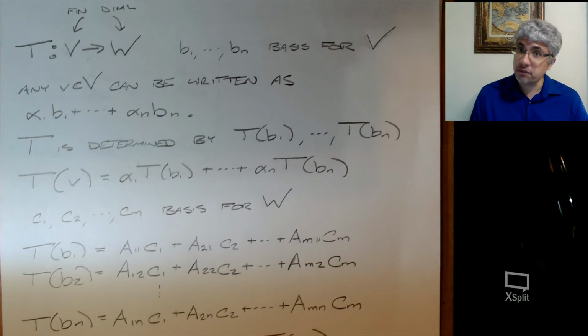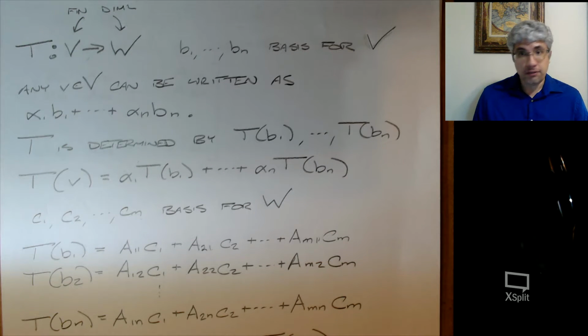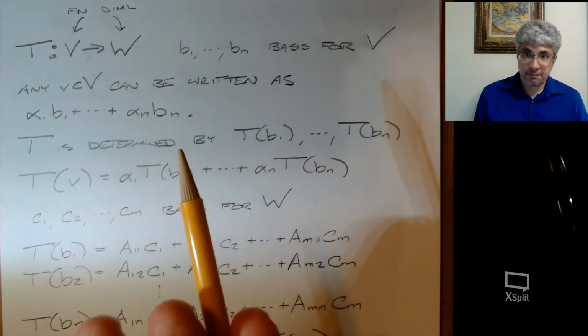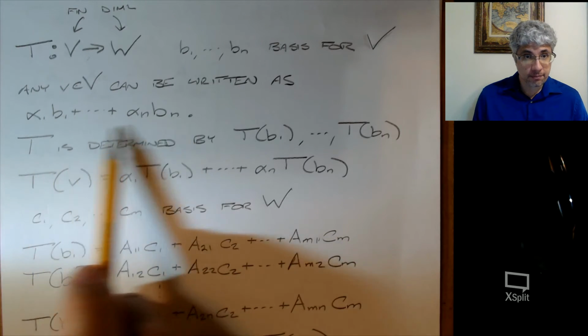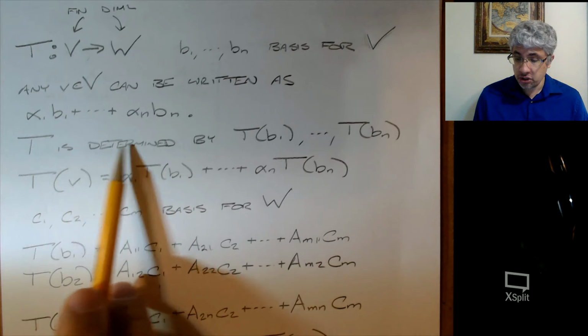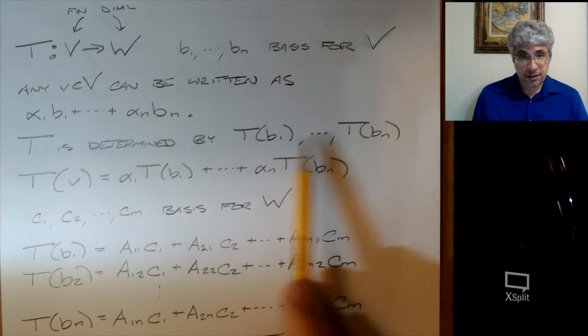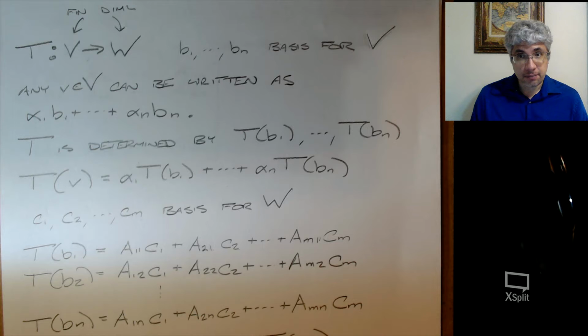Suppose we have a transformation from V to W. V is finite dimensional. W is also finite dimensional. Since V is finite dimensional, say V has dimension n, we pick this basis, B1 through Bn. That tells me any vector in V can be written in this form. Now, we know from our results on linear transformations that our transformation is determined by these things, T of B1 through T of Bn. We place our basis vectors inside the transformation one at a time, and it determines the transformation.